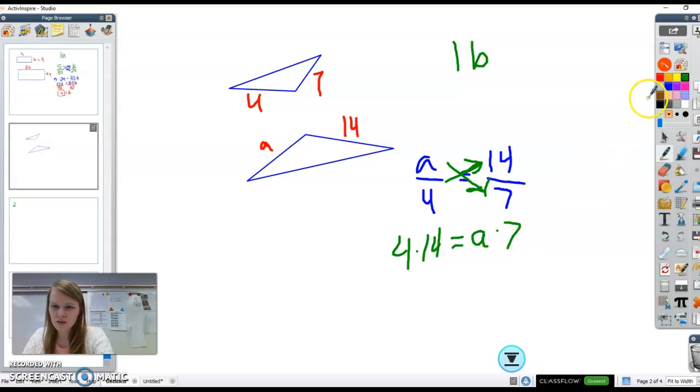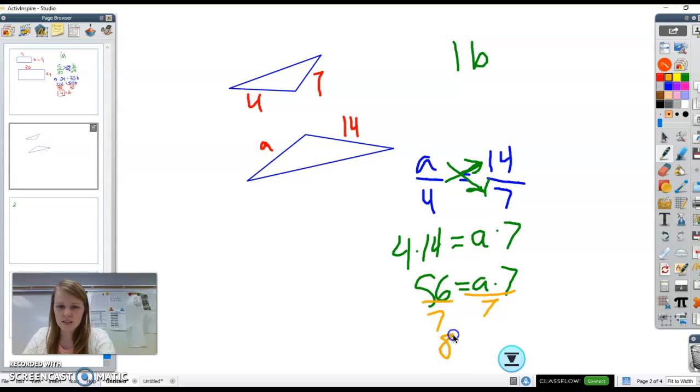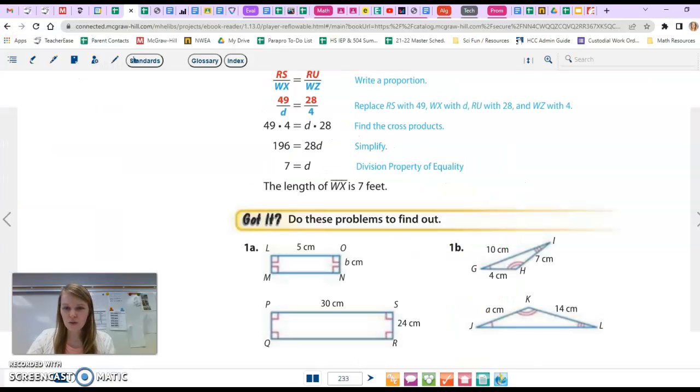So if we're dealing with 56 equals A times 7, how do we get A on a side by itself? If it's being multiplied by 7, I could do the opposite of that, which would be dividing by 7. So that would give me, what, 8? 8 equals A. That is our answer for this. I know I went through that quick. Feel free to pause and rewind if you need to hear that again.